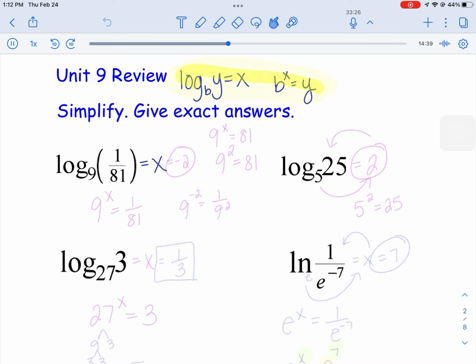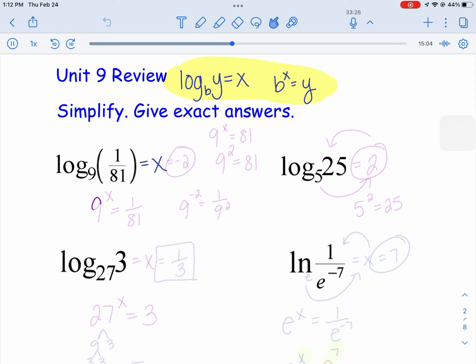So this is probably the most important thing to know tomorrow for the test, is to be able to go back and forth between these two. In order to graph a log, you have to write it as an exponential. In order to solve these, you have to write them as exponential. In order to solve other equations, you have to either write it as exponential or take an exponential and write it as a log. So going back and forth is going to be really helpful.